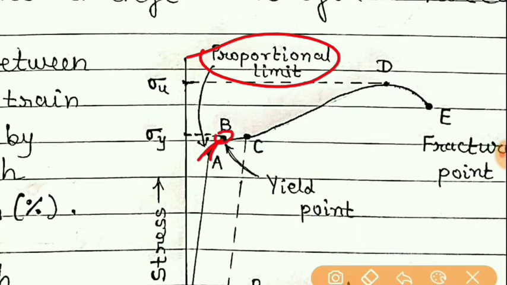Here, this point B is known as the yield point. Means till this point, the material behaves as an elastic. And if the masses are removed, then once again the original dimensions are obtained.